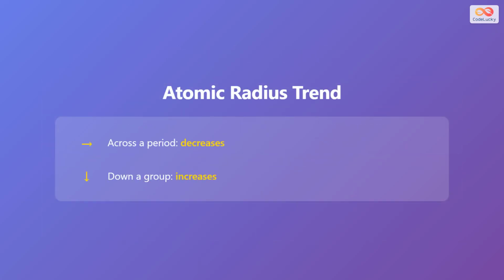Let's start with atomic radius, the size of atoms. As we move across a period from left to right, atomic radius decreases. This happens because we're adding protons to the nucleus and electrons to the same energy level, so the increased nuclear charge pulls the electrons closer. But as we move down a group, atomic radius increases. This is because we're adding entirely new electron shells, placing the outermost electrons farther from the nucleus despite the increased nuclear charge.